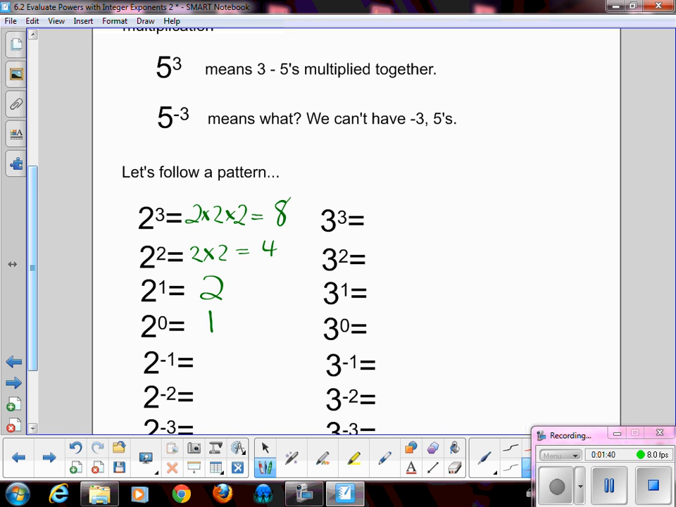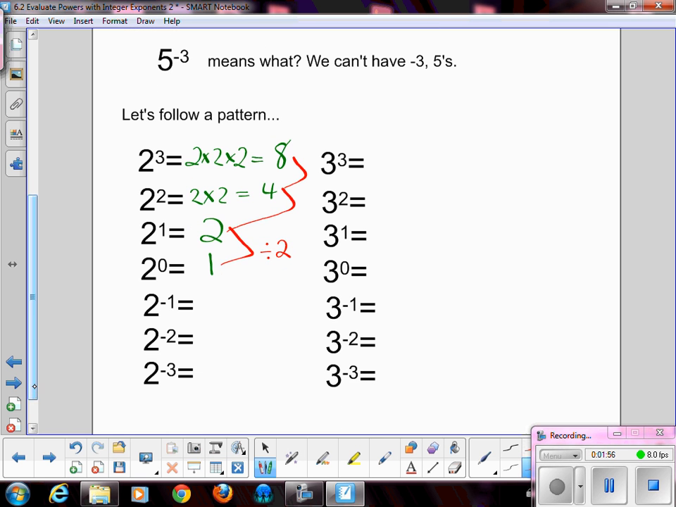What's happening each time is I'm cutting these in half. 8 divided by 2 is 4. 4 divided by 2 is 2. 2 divided by 2 is 1. So if I keep following that pattern, 2 to the negative 1 should be 1 divided by 2. So what is 1 divided by 2? 1 divided by 2, well, I could write it as a fraction, so that would be 1/2.